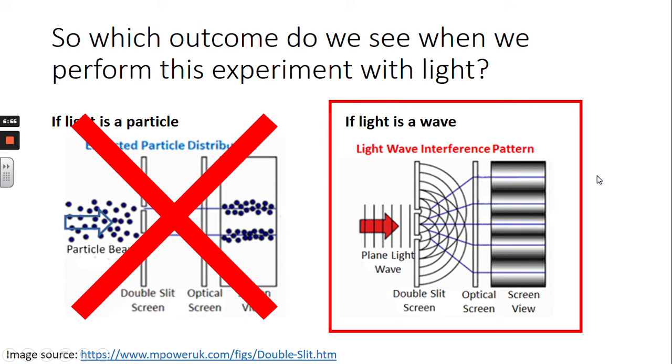So, which actually happens? It's the one on the right. Spoiler alert, that's why we're talking about all this. It's the one on the right.